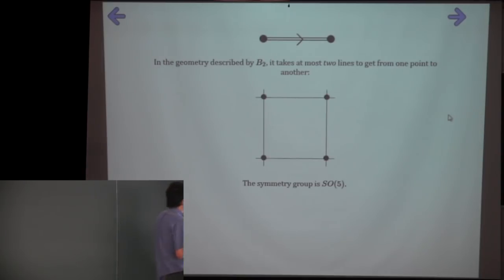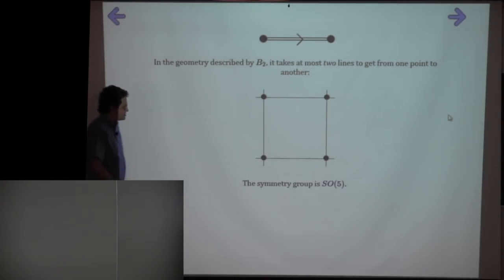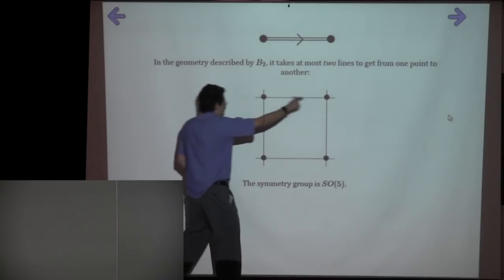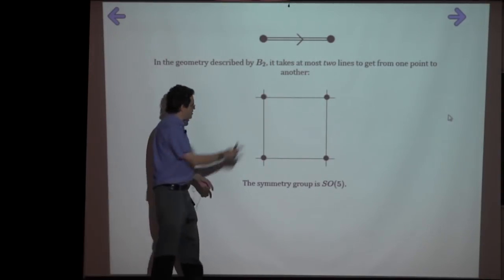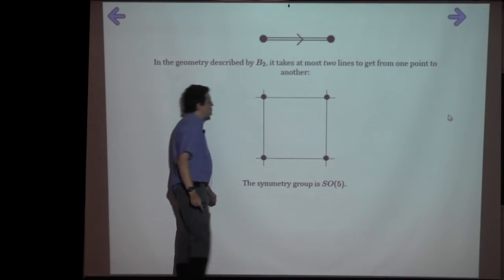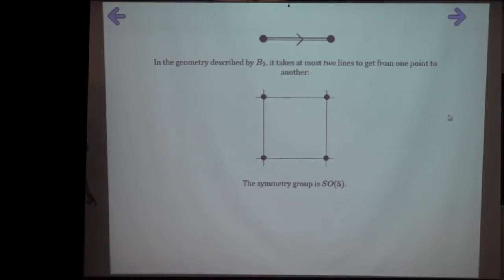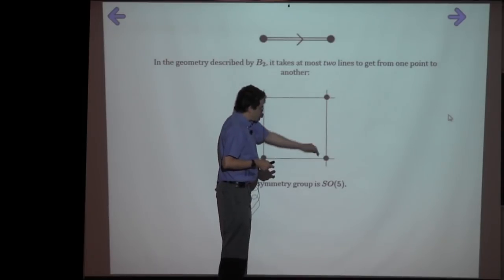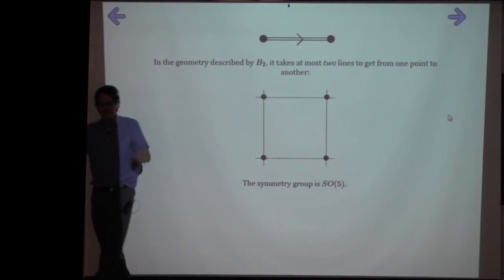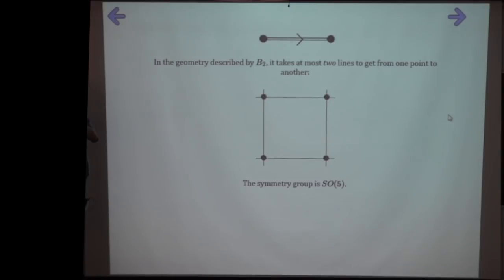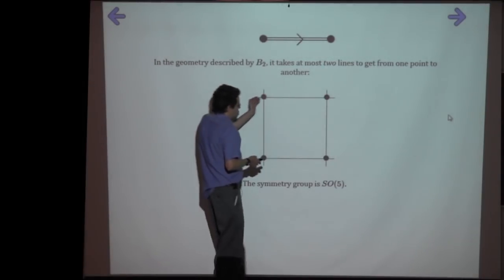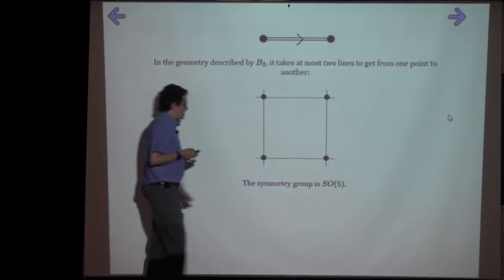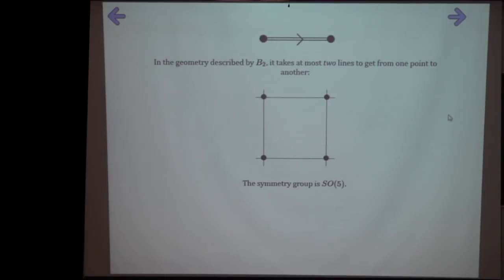So the simple picture of a B2 geometry is this. Here we have some points that are connected by a line, but there are other pairs of points that are not. However, it always takes at most two lines to get from one point to another. So if you live in Manhattan, where the streets form a grid, you can get from any corner to any other corner, in theory, by going along two streets. So that would be a similar type of situation.